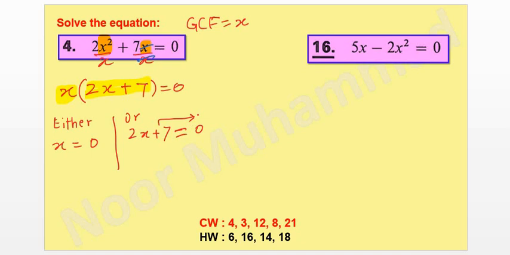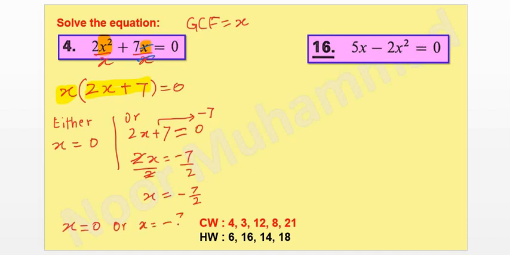How? First I will move this 7 to the other side. It will change into -7 on the other side. So 2x equals -7. And now divide each side by 2. So this 2 will cancel 2, and finally x will be equal to -7/2. So we will write the final answer, that is x equals 0, or x equals -7/2. Because it's an improper fraction, you can change it into a mixed number, right? You can write it also as x equals -3 and 1 out of 2.